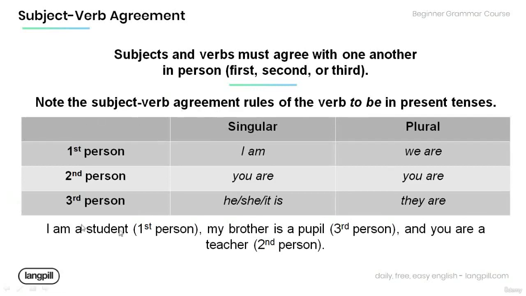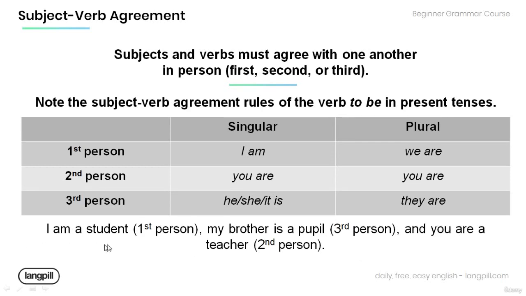Have a look at the table below and note the subject-verb agreement rules of the verb to be in the present tense. In the first person, singular, I am. Plural, we are. Second person, singular, you are. Plural, you are. Third person, singular, he, she, it is. Plural, they are. Have a look at the example over here.